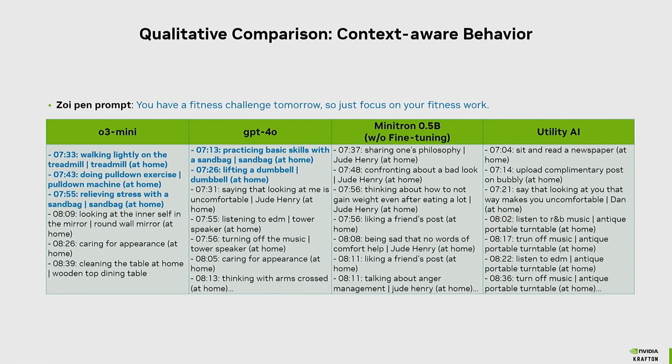And when we used the prompt to add context for exercising, the prompt was, "You have a fitness challenge tomorrow, so just focus on your fitness work." Then the large language model successfully incorporated the context into the action selection, as shown in the blue text. However, in the case of Minitron, the context is not reflected, failing to adjust the behavior accordingly. And additionally, utility AI, which relies on predefined rules and scoring, cannot incorporate context at all, of course.